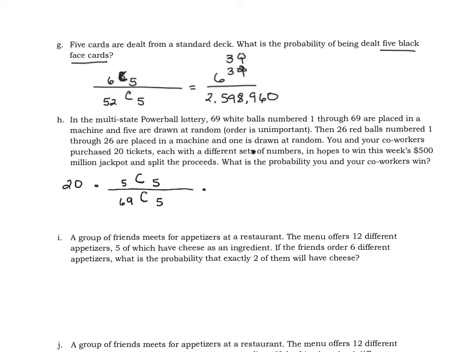All right, then there are 26 red balls, and only one of them is a winner. Now, I've seen people put 26C1. Well, that's going to give you 26. There's only one winning ball, so I've seen people put 1C1, but isn't that just going to be 1? All right, so when we multiply across, we get 20 over 292,201,338.